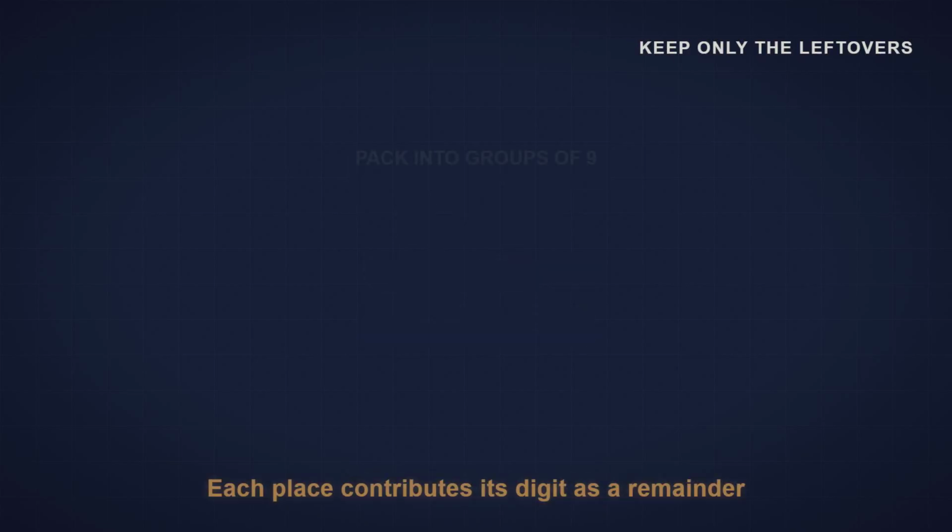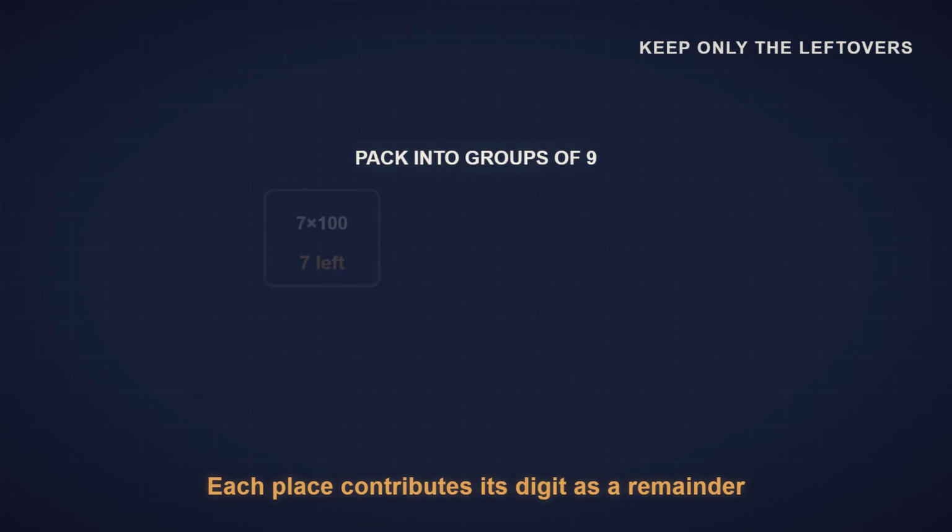A block model shows the same collapse. 100 objects can be packed into 11 complete groups of 9 with 1 object left.